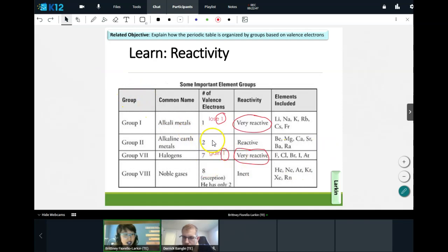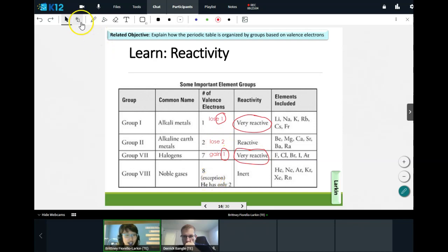Great. Now taking a look then at the alkaline earth metals, right? They have 2 valence electrons, so they actually need to lose 2. So they're still reactive, but not nearly as reactive, right? Because they have to lose 2, which is going to be a little bit harder than just losing 1, right? They have to lose 2.